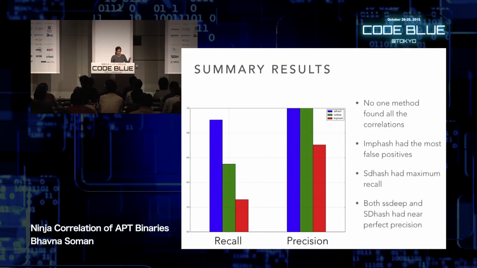Precision, which is the other graph, is the percentage of correlations of true positives versus false positives. SSD had perfect precision at 100%, and SD hash had near perfect precision with only 3 false positives. Let us look at the results from each individual method. First, I'll show you what we got from imp hashes.